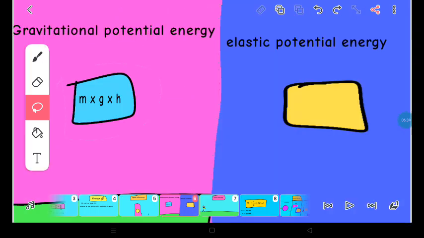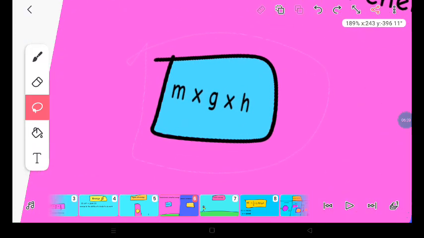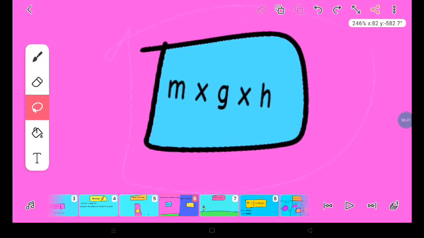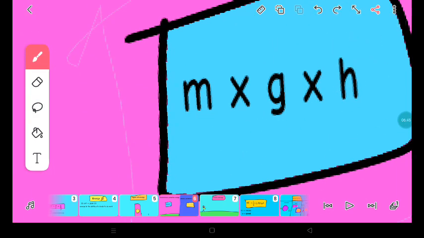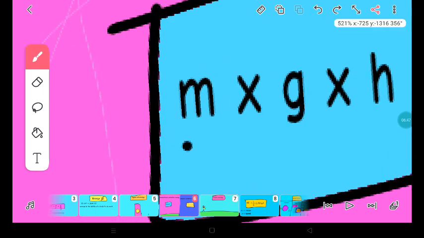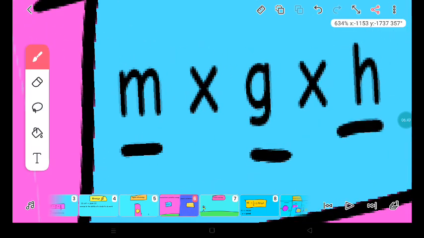And elastic potential energy. What is... Oh yeah, right. I forgot to explain this formula. So let me just explain. M is mass of the body. So gravitational potential energy is M multiplied by G multiplied by H.